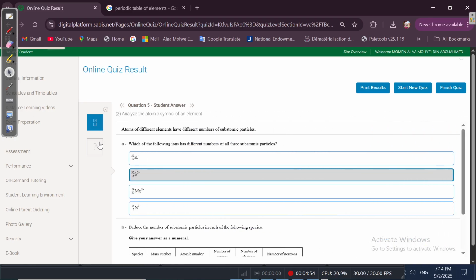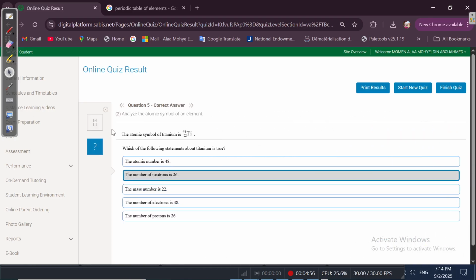Moving on. This is easy. The atomic symbol for titanium is 48 over 22 titanium. Which of the following statements about titanium is true? The atomic number is 48, wrong. The atomic number is 22. The number of neutrons is 26, yes. To get the number of neutrons you do 48 minus 22, which is 26.